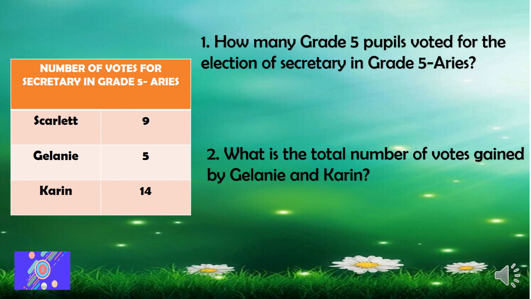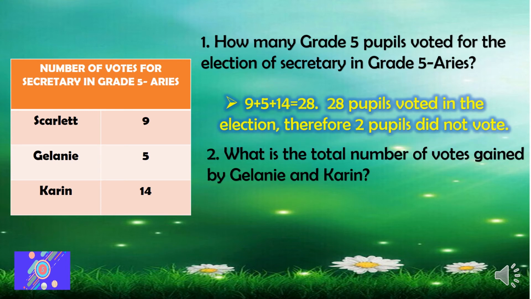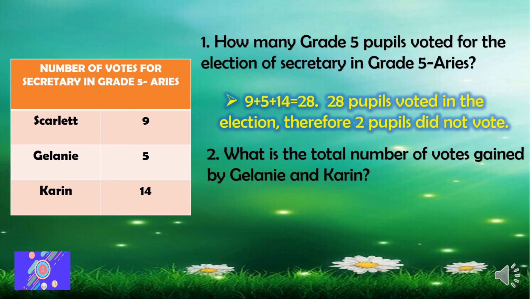Okay, so let us answer number 1. How many grade 5 pupils voted for the election of secretary in grade 5 Aries? So 9 pupils voted for Scarlett, 5 pupils voted for Jelani, and 14 pupils voted for Karin. So that is a total of 28 pupils. So that means 28 pupils voted in the election. Therefore, 2 pupils did not vote because grade 5 Aris has 30 pupils.